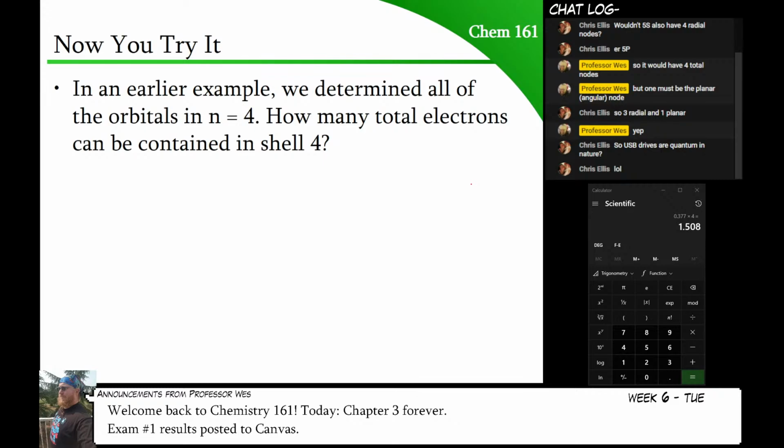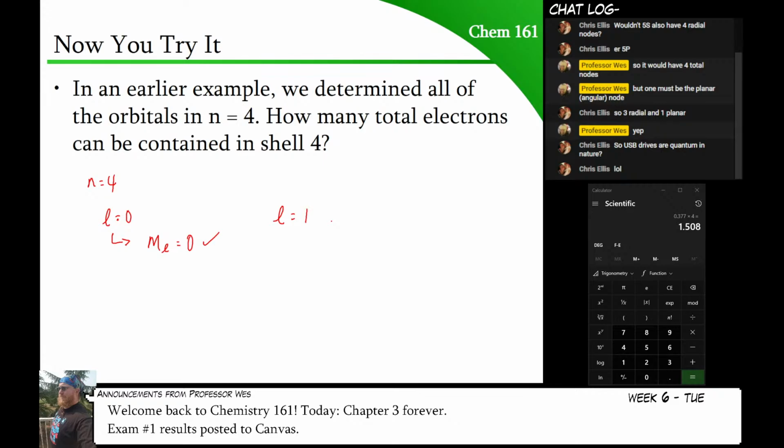All right. So for my example here, you have in your notes, hopefully, all of the different orbitals that we determined for n equals 4. So we write out all the possible quantum numbers. So we said, okay, if n equals 4, L could be 0, and for L equals 0, M sub L could be 0. And that was an orbital. And then we did L equals 1, and you read out all, and so on and so forth, right?